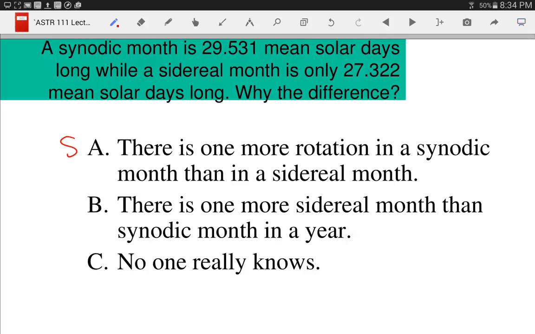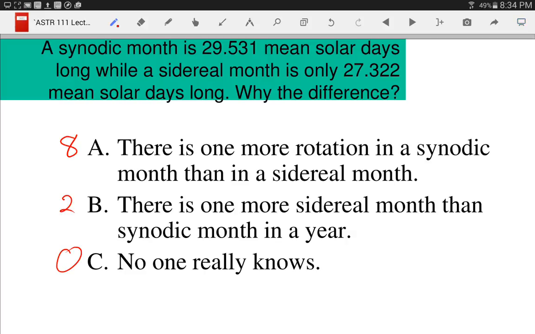Okay, so the answers we got here were 8, 2, and 0. Now, the correct answer is not A. The correct answer is B. And I wanted to put this in to make sure we followed along. I talked about the sidereal days and the solar days, and in that case, the Earth does one more rotation, so it has one more sidereal day than it has solar days in a year.